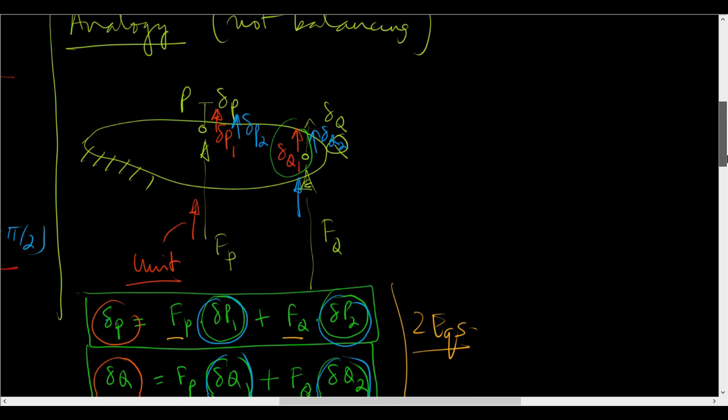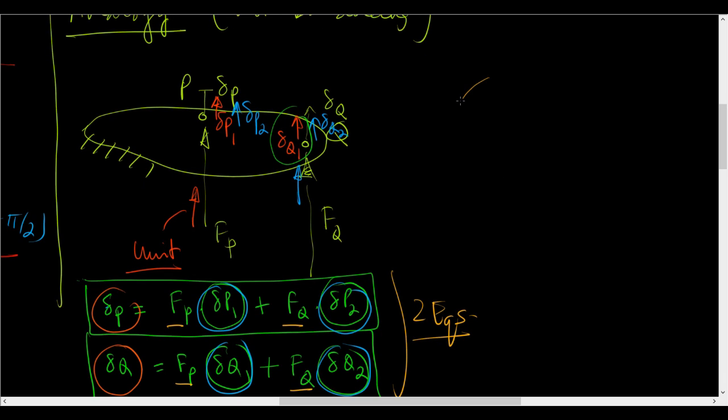But now suppose my structure was a perfect circle, then I'll be able to use symmetry, right? So let us say the point P here and the point Q is here. Now when I apply a unit force at this location, I get a delta P1 and I get a delta Q1, which is due to a unit force here.